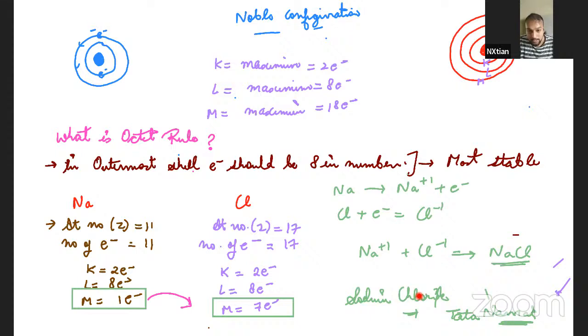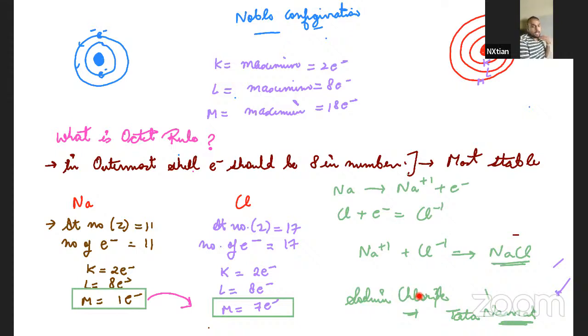Sodium will lose one electron because he wants to be octet. And if he loses one electron, then the M shell has 0 electrons. It will disappear. And in the L shell, 8 electrons are there, more stable. Yes. And in the same way, chlorine has 7 electrons.